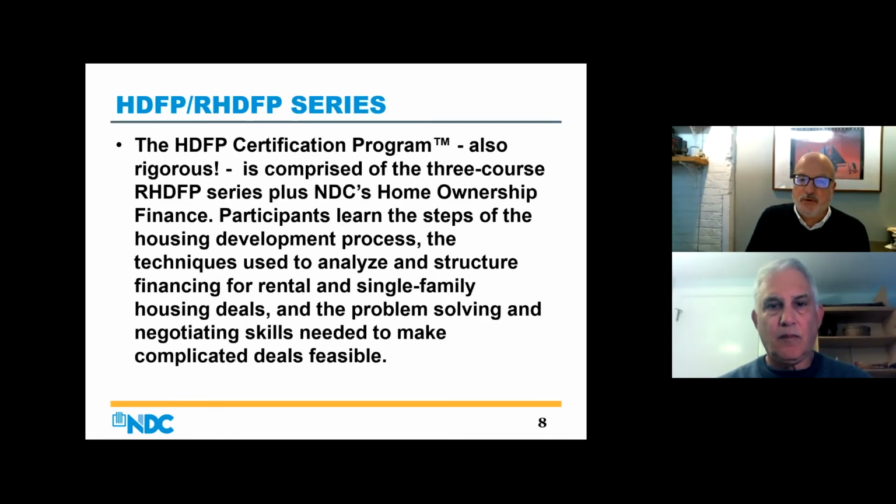Just to break them down real quickly, the HDFP certification is a 4-course series that's comprised of the 3-course Rental Housing Development Finance Professional Series plus NDC's Home Ownership Finance class. So again, if you're getting your Rental Housing Development Finance certification, then you have the opportunity to add the HDFP certification by taking home ownership financing.